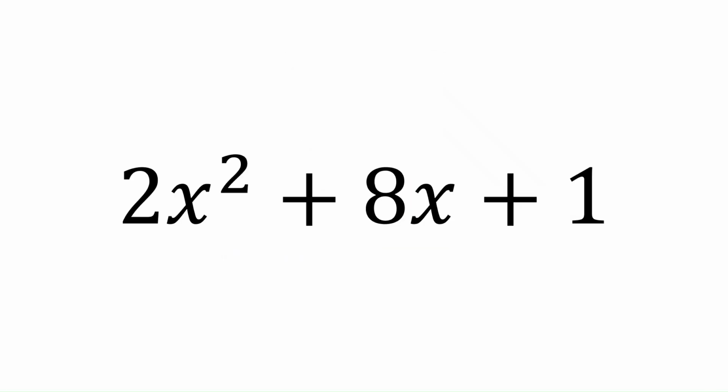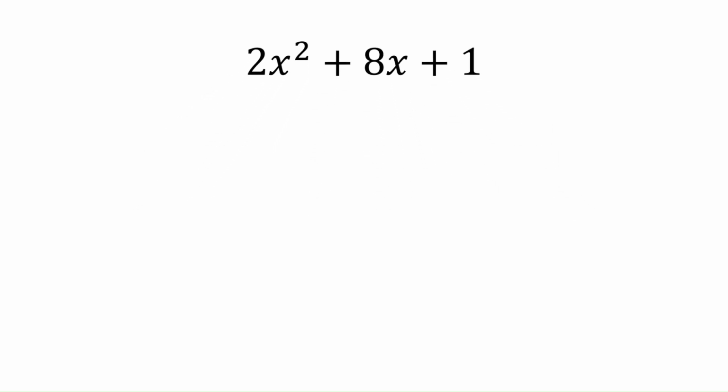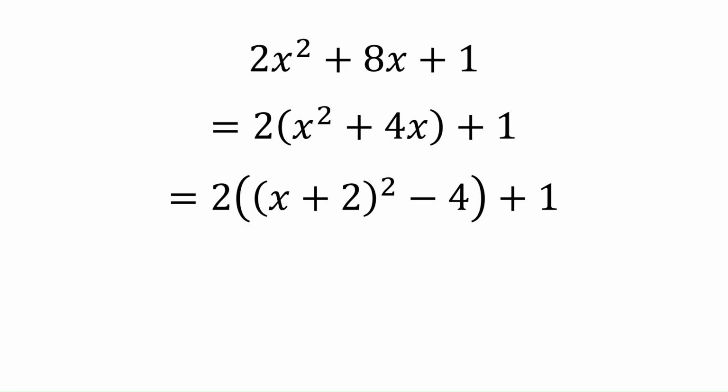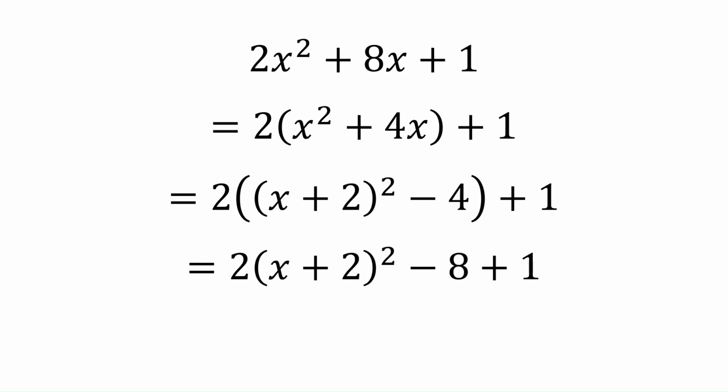Now let's do a harder example. This is going to be harder because the coefficient of x squared is no longer 1. First of all, we're going to need to factor the 2 out from the x squared plus 8x. That gives 2 lots of x squared plus 4x plus 1. Now inside the bracket, I complete the square. x squared plus 4x becomes x plus 2 all squared minus 4. Then I'm going to multiply the whole bracket by 2. That gives 2 times x plus 2 all squared minus 8 plus 1. And finally minus 8 plus 1 gives minus 7. So the completed square form is 2 times x plus 2 all squared minus 7.